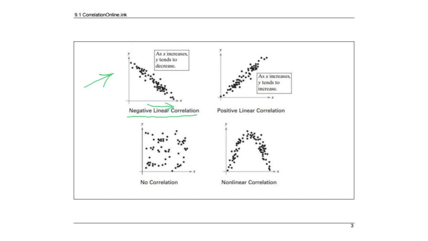Now on the next one, on the top right, we have the opposite. If we were to draw a line basically connecting these points, we would see that it has positive slope. So as x gets bigger, as we head to the right on the x-axis, y also gets bigger, y increases. And so we say that this is a positive linear correlation.